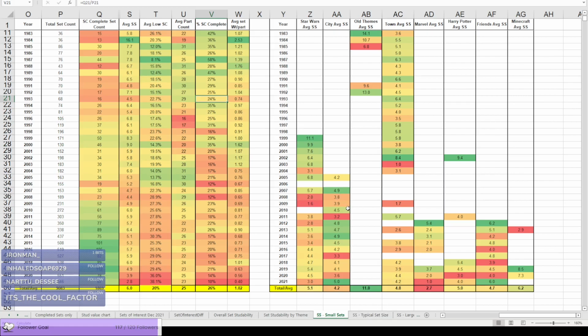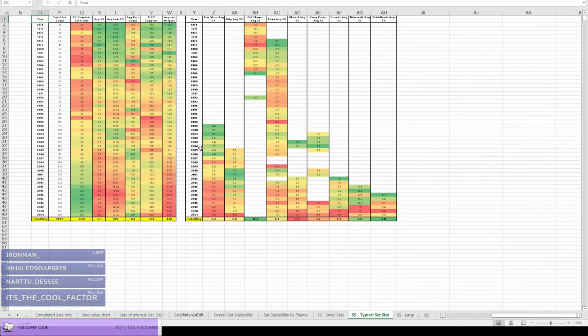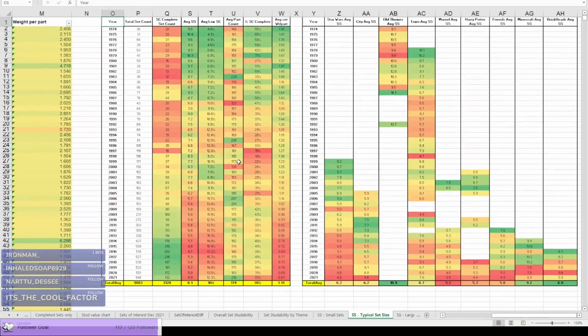So I was talking about how these are small sets. You can see that there's still the same thing with Star Wars small sets where the stud count is going down. Obviously, there aren't so many sets, so it gets a little messy in here. But there's a trend here. Again, there's still technically a trend in these tables. Now we switch to typical set size. I'll zoom in again for you guys.